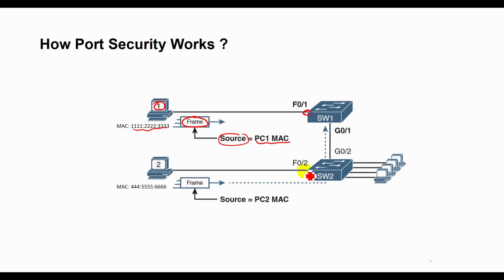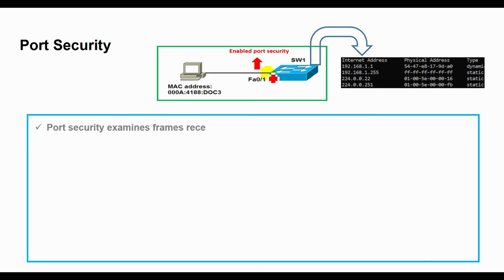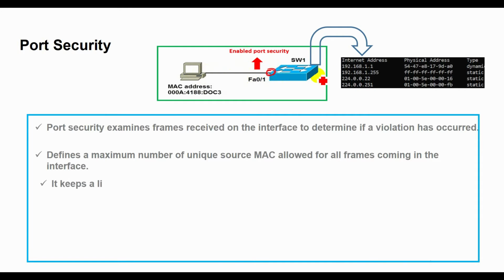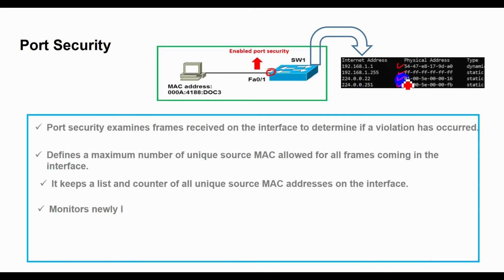First, switches enable port security per port, with different settings available per port. Each port has a maximum number of allowed MAC addresses, meaning that for all frames entering that port, only that number of different source MAC addresses can be used before port security thinks a violation has occurred. Port security examines frames received on the interface to determine if a violation has occurred. It defines a maximum number of unique source MAC addresses allowed for all frames coming in the interface. It keeps a list and counter of all unique source MAC addresses on the interface. It monitors newly learned MAC addresses, considering those that exceed the maximum to cause a violation.